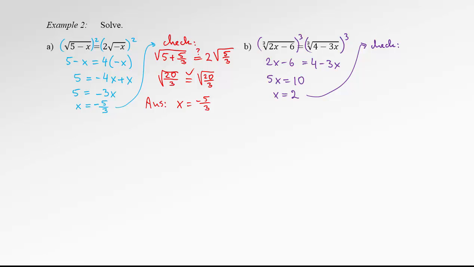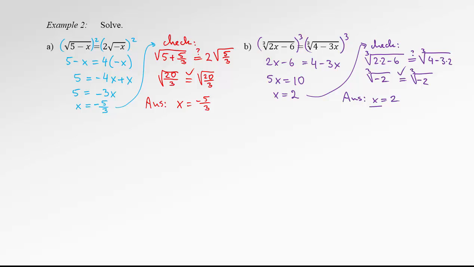With odd degree radicals, this doesn't happen, so the checking is not really essential, but just for the sake of being on the safe side, we can check it. So, cubic root of 2 times 2 minus 6, is that equal to cubic root of 4 minus 3 times 2? Here we have 4 minus 6, so it's negative 2. We have cubic root of negative 2. Over there we have 4 minus 6, so it's also cubic root of negative 2. That means they are the same, so yes, the answer is correct.